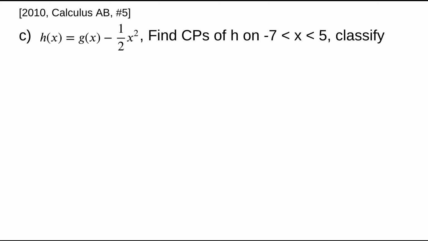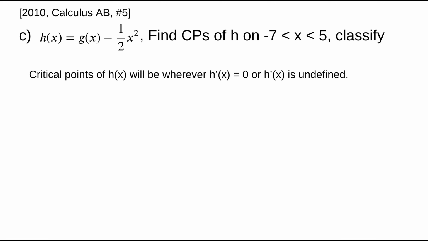In part C, we define a new function h of x to equal g of x minus 1/2 of x squared, and we are asked to find critical points of h on the open interval from -7 to 5, and then to classify them as either maximums, minimums, or neither. All right, so critical points of h will occur whenever h prime of x is equal to 0 or h prime of x is undefined. Right, well, h prime of x is going to be g prime of x minus the derivative of 1/2 x squared, which happens to just be x.